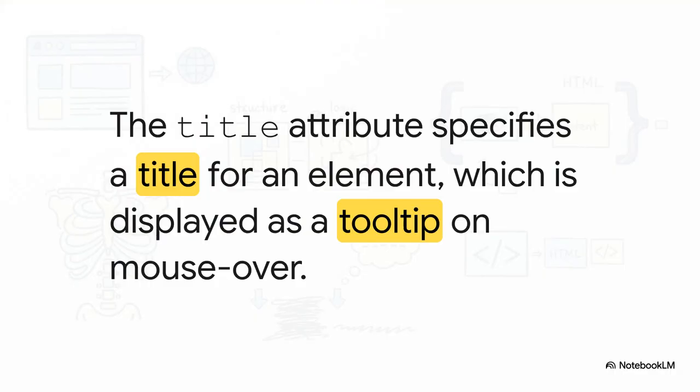Check this out. Here, we've added a title attribute. The attribute's name is title, and its value is extra information. So what does this do? Well, in a browser, if you were to hover your mouse over this paragraph, a little tooltip would pop up with that exact text. Attributes are how we add these powerful extra layers of detail.